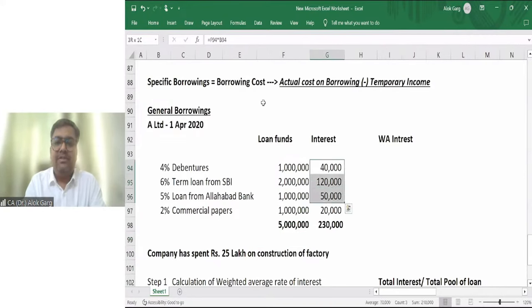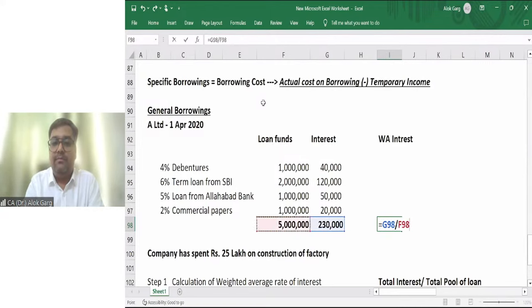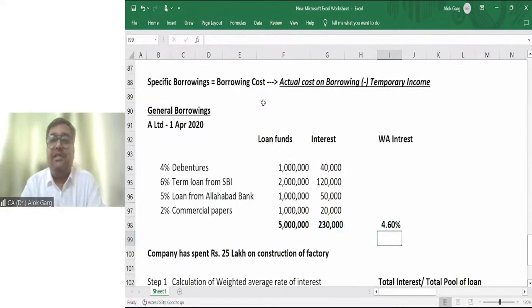What is the interest? The interest is, let's say, 10 lakh multiplied by 4%, your 10 lakh multiplied by 6%, your 10 lakh multiplied by 5%, your 10 lakh multiplied by 10%. 2 lakh 30,000 is your interest. What is your weighted average interest? Your weighted average interest is total interest divided by the pool of loan. Your weighted average interest rate is 4.6%.